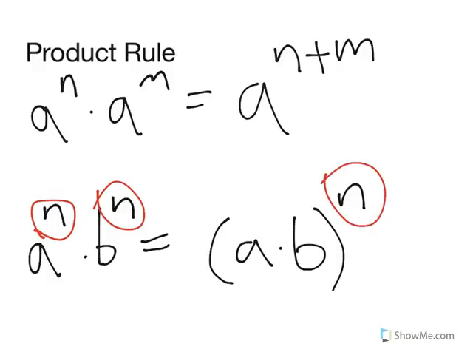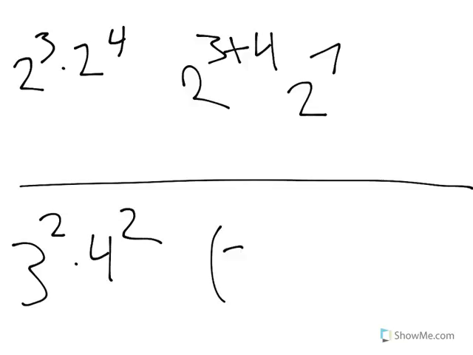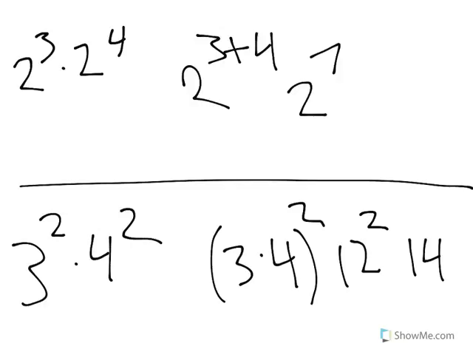Now let's go over an example of this. Say we have 2 cubed times 2 to the 4th. This is the same as 2 to the 3 plus 4, or 2 to the 7th. Also, when it is 3 squared times 4 squared, through properties of exponential functions, that is the same thing as 3 times 4 squared, or 12 squared, which equals 144.